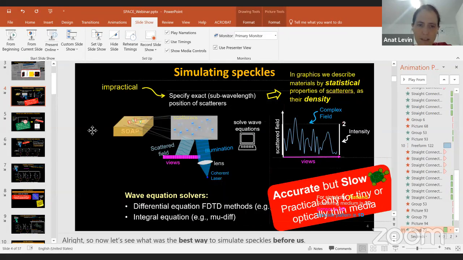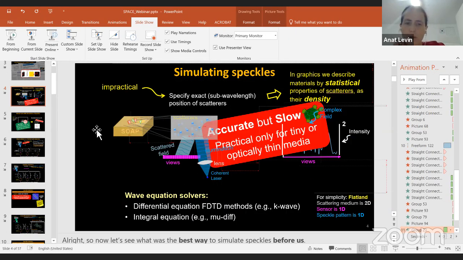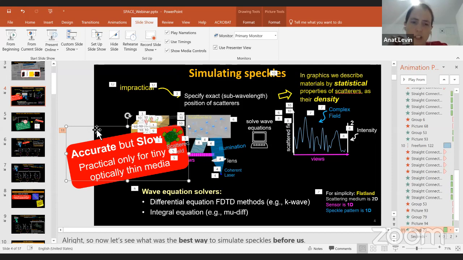It's relying on what's called the integral equation, the integral formulation of the wave equation. There is also a differential version of the wave equation solver, but it's using an integral formulation of the wave equation. It's called MuDiff.